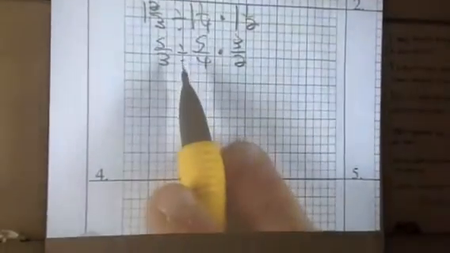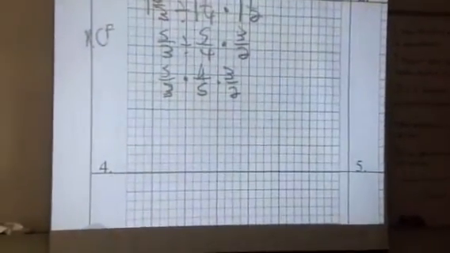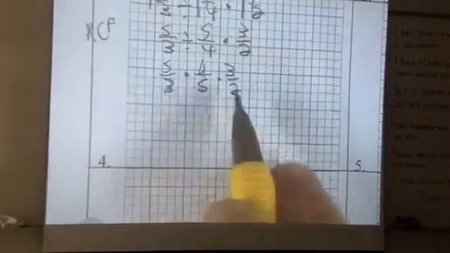Remember, dividing by a fraction is the same thing as multiplying by the reciprocal. I had to go keep, change, flip. So keep, change division to multiplication, and then I flip, multiplying by the reciprocal. 4 fifths times 3 halves. Now again, you can cross simplify on all of these. This is going to be real simple because I can cross reduce with these two or with these two.